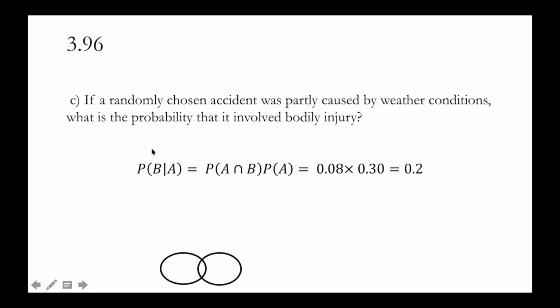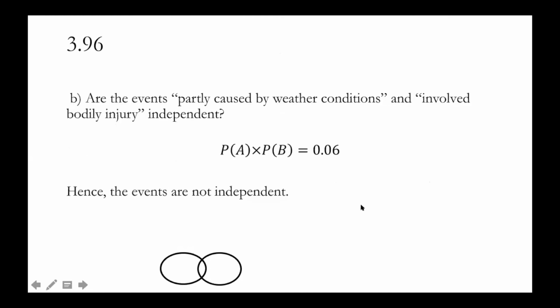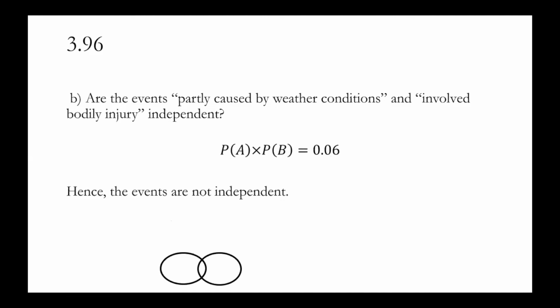And you know that the intersection from the previous exercise was 8%. So here the multiplication is 6%, instead of 0.08. Therefore, the events are not independent, since the intersection is not equal to the multiplication of these two events. And hence the events are not independent. So it's basically the same structure as previously.